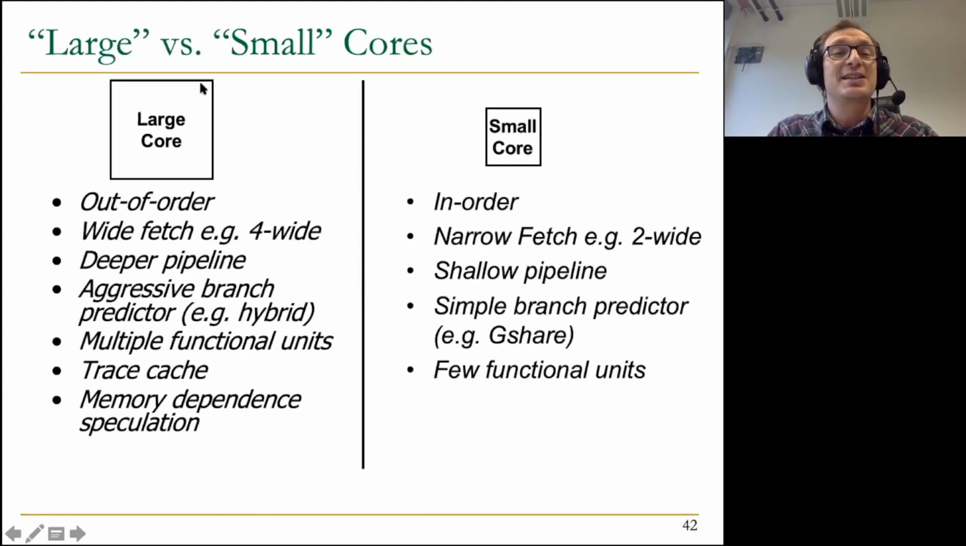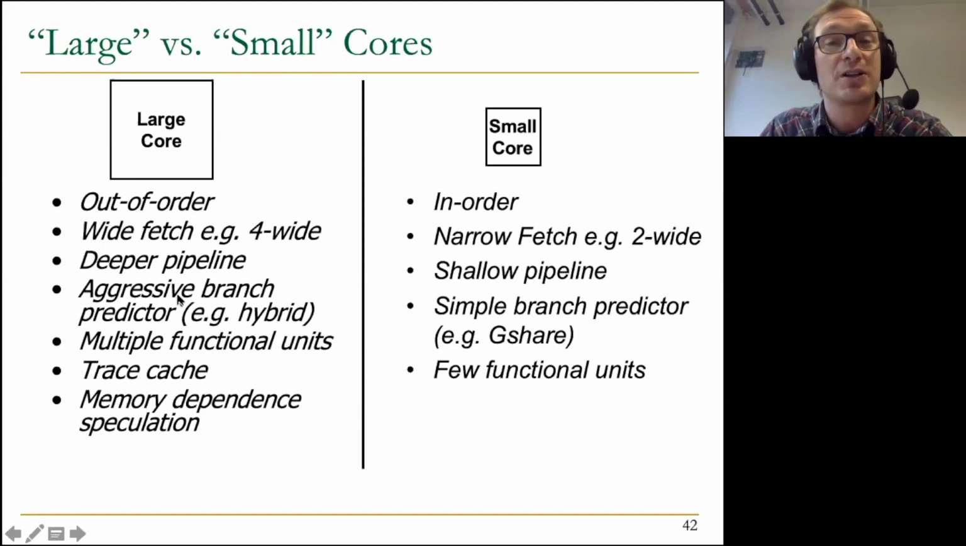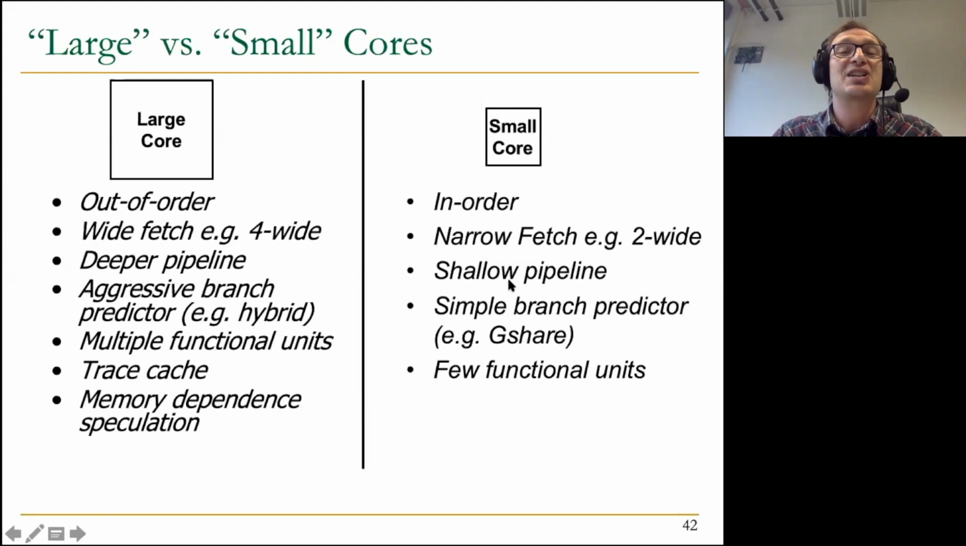So let's take a look at these large versus small cores. Think about digital design and computer architecture a little bit. For the large core, we've seen a lot of techniques to construct it: out of order execution, wide fetch superscalar, deeper pipelines, aggressive branch prediction. We've actually seen different branch predictors, multiple function units, caching mechanisms, trace caching, and memory dependence speculation mechanisms, which we also talked about. A small core doesn't have a lot of complexity: in order, narrow fetch, shallow pipeline, simple branch predictor, if at all, and few functional units. So clearly, these are two different approaches to building a multi-core system.